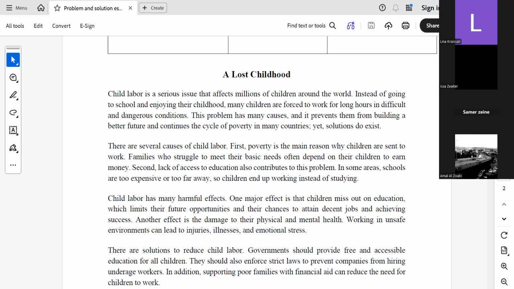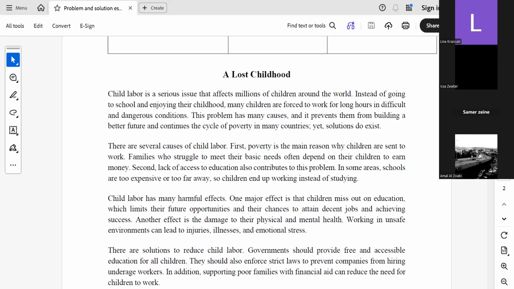Continue. There are several causes of child labor. First, poverty is the main reason why children are sent to work. Families who struggle to meet their basic needs often depend on their children to earn money. Second, lack of access to education also contributes to this problem. In some areas, schools are too expensive or too far away, so children end up working instead of studying. Tell me the reasons, the causes that are mentioned, Yara.